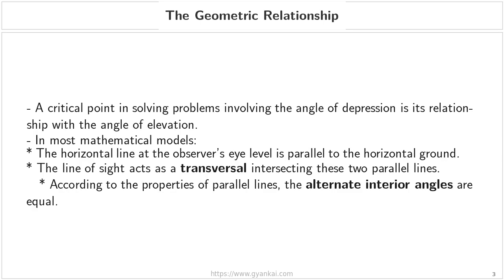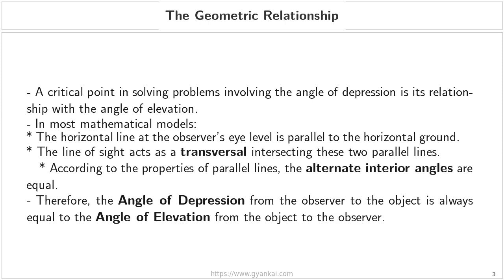In most of the mathematical models we use in class, we assume a very helpful setup. First, the horizontal line at the observer's eye level is parallel to the horizontal ground. Second, the line of sight, which we discussed in the previous slide, acts as a transversal. This means it is a single straight line that intersects both of those parallel lines. Now, think back to your geometry lessons regarding parallel lines. When a transversal intersects 2 parallel lines, the alternate interior angles are equal.